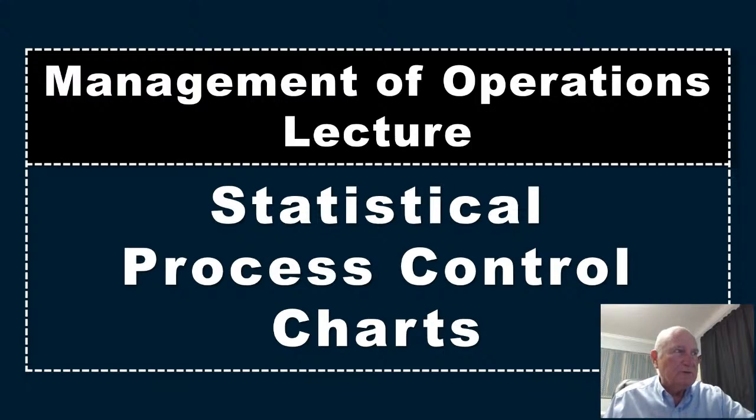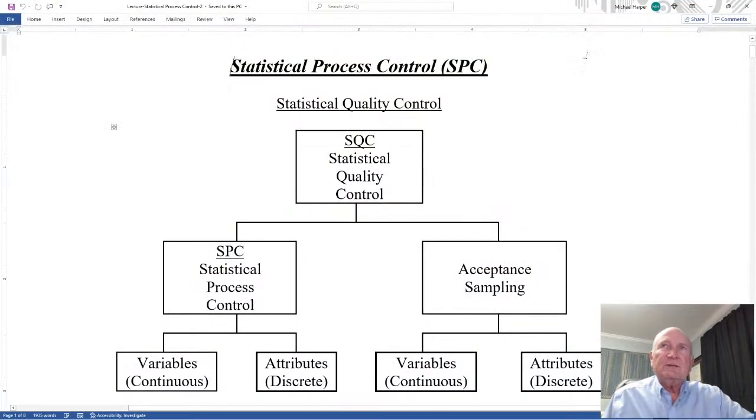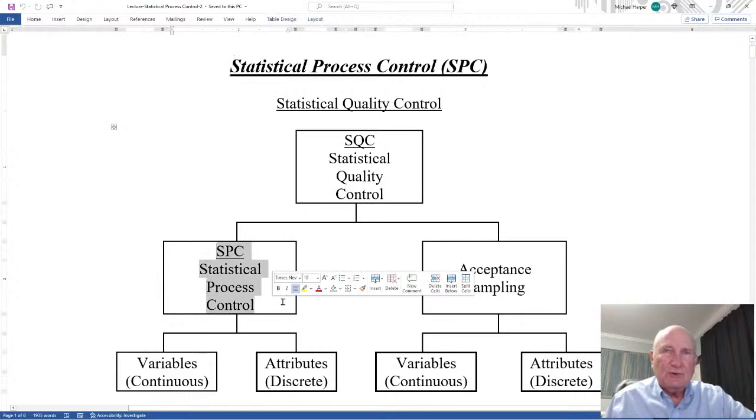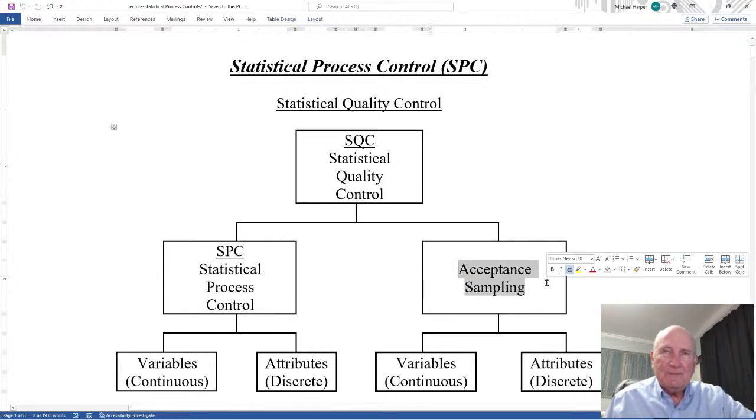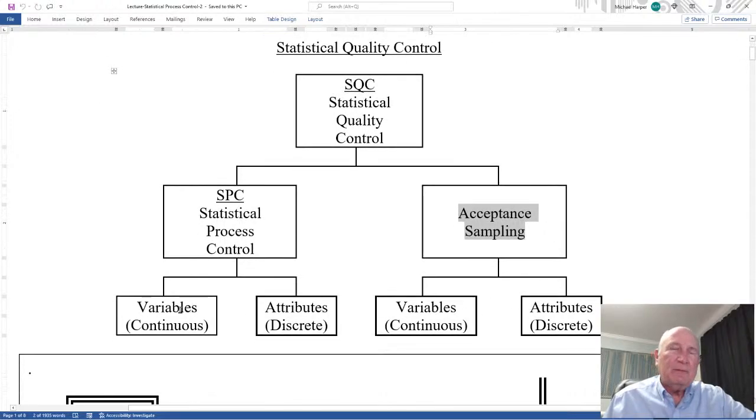So let's bring up the notes. Now, Statistical Process Control is part of Statistical Quality Control, which is broken up into two branches, Statistical Process Control and Acceptance Sampling. And in turn, they are broken up into how you measure the different quality characteristics, either variables, which are continuous measurements, or attributes, which are discrete measurements.